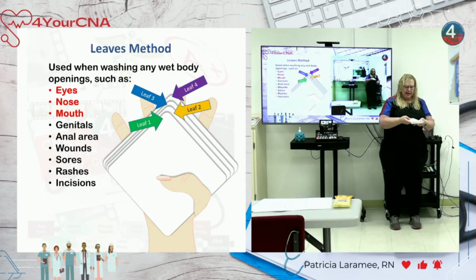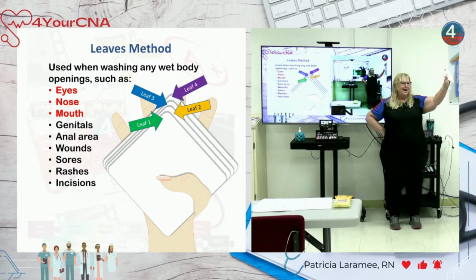But instead of looking at it as a square, which is what we usually look at it as, we're going to turn it a quarter turn and look at it as a diamond. And we want to position it with all the free corners at the top. So you should have a diamond with the free corners at the top. If you put that in the palm of your hand and you tuck one corner in between your pinky and your ring finger, and you tuck the other corner between your thumb and index finger, you now have something that looks kind of like a mitt. This is called the leaves method.